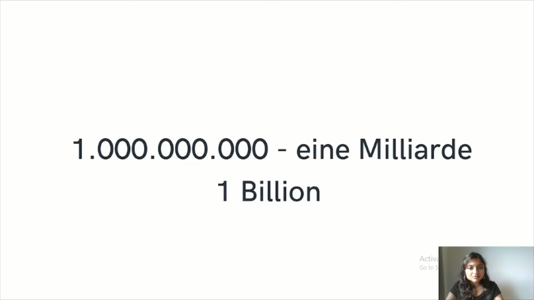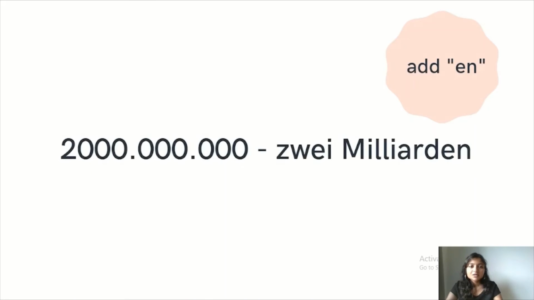1 billion is called as eine Milliard. Noch einmal. 1 billion is called as eine Milliard. 2 billion is called as 2 Milliarden. En has been added. Noch einmal. 2 Milliarden.